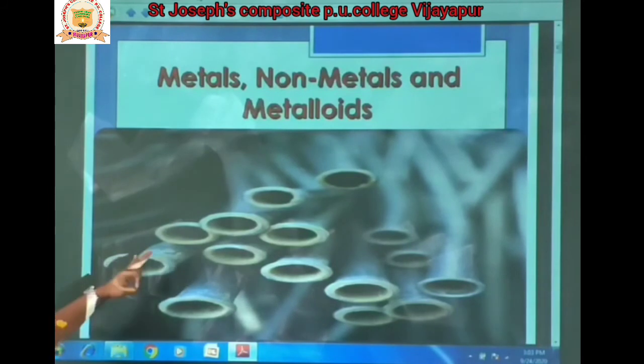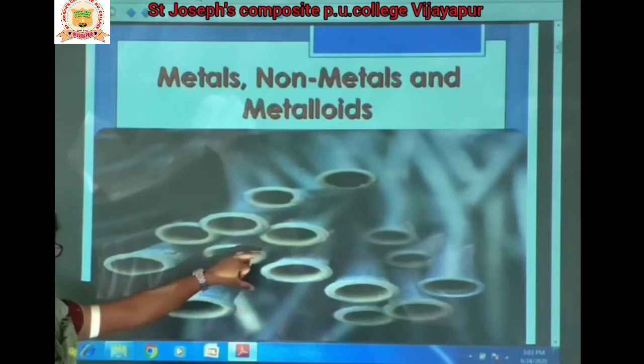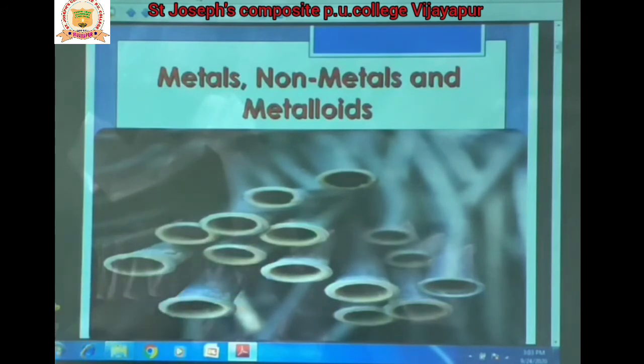Metals are present in the S block, the D block, the F block and the P block, in all the blocks. Non-metals are present in the P block elements, mostly in the gaseous state. Metalloids show the properties of both metals and non-metals, and are located in the P block of the periodic table. First, you should know the difference between metals, non-metals and metalloids.